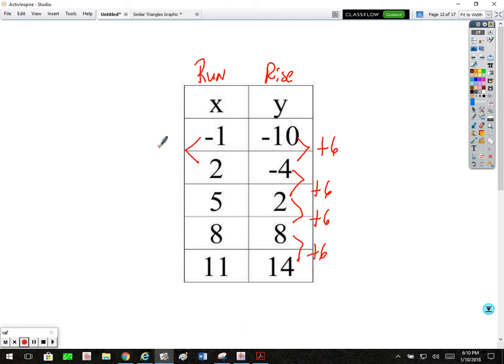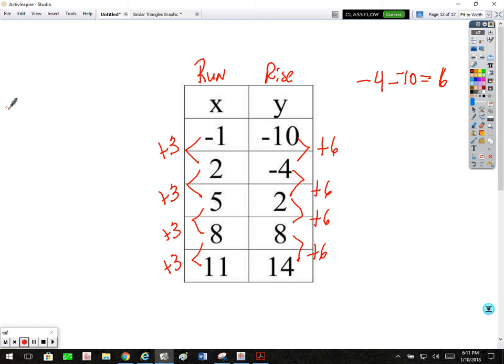So negative 1 to 2, I added 3. 2 to 5, I added 3. 5 to 8, I added 3, and 8 to 11, I added 3. So it's the same thing we did before with y2 minus y1. If I take this number, negative 4 minus a negative 10, would give me that same positive 6. So it's the same concept of y2 minus y1. It's just you have a bunch more of them to do.